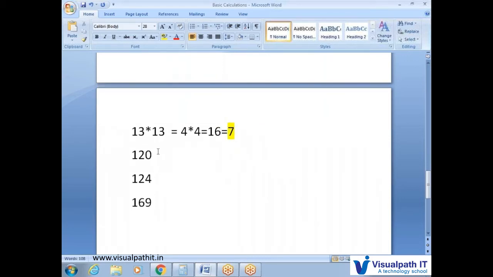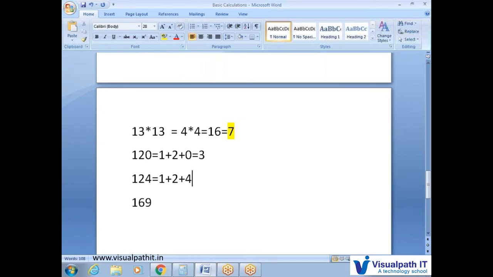So what does RHS mean? The given options. Option A is 120, this is a 3-digit number, so converting into single digit, 1 plus 2 plus 0. 1 plus 2 plus 0, what is the answer? 3. 3 equal to 7 or not equal to 7? 3 is not equal to 7. So option A is not satisfied. And the second option is equal to 1 plus 2 plus 4.